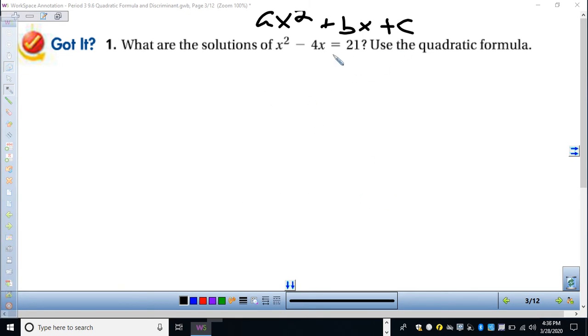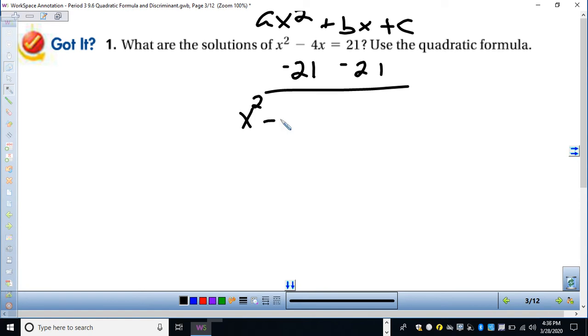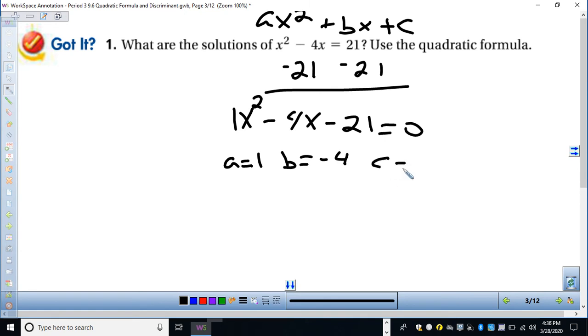So again, our c term here is on the wrong side. We take care of that by subtracting 21 from both sides. And remember, we need the x squared term first, then the x, and then the number part, written in order. So we end up with x squared minus 4x minus 21. Remember, there's no number in front of the x squared, so it's always got to be a 1. So a equals 1, b equals negative 4, and c equals negative 21.